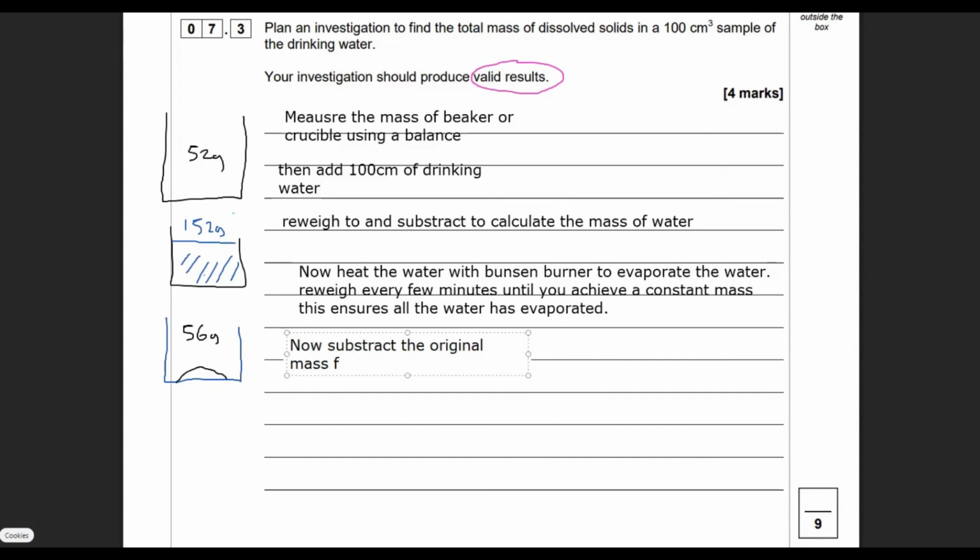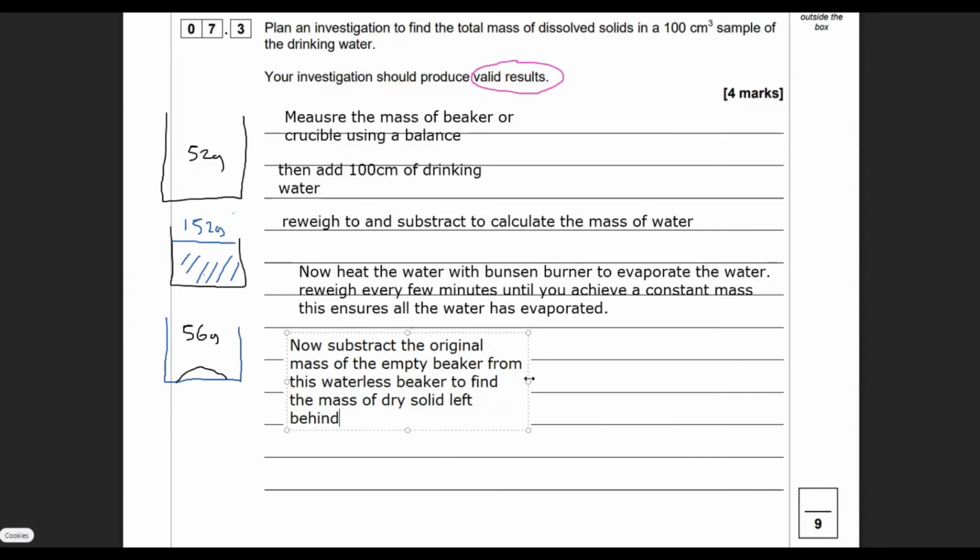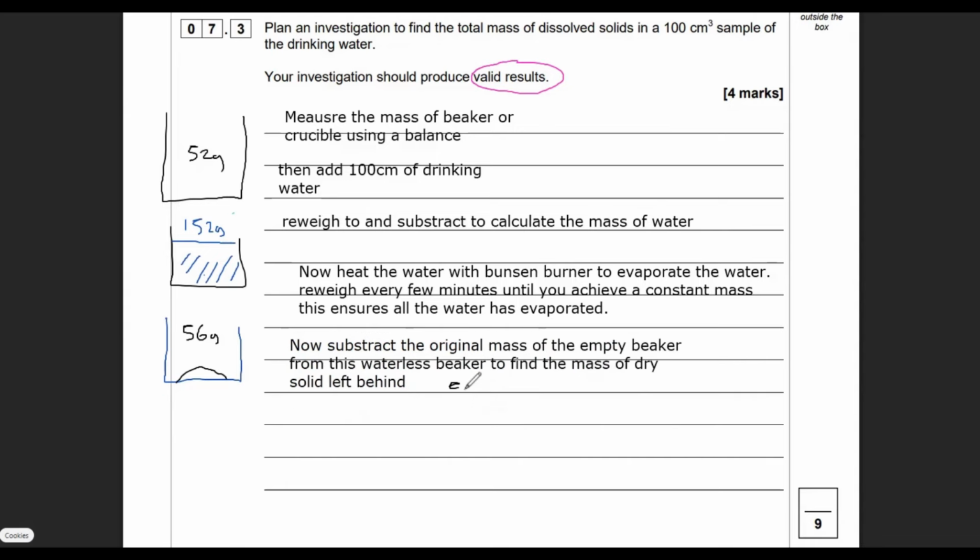Now reweigh the beaker once it has cooled down, of course, and we'll see, look, my beaker is 56 grams. Well, originally it was 52. Now my empty beaker weighs 56. It means I've got 4 grams, 56 minus 52, of solid left behind. And that's how you work it out.